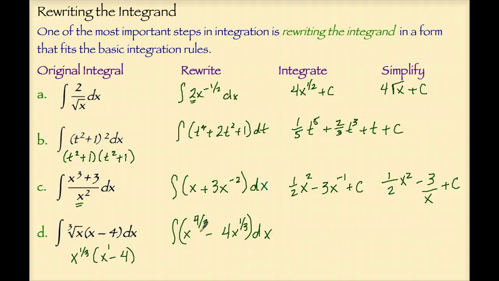Now adding 1 to 4/3 is 7/3. Dividing by 7/3 is equivalent to multiplying by the reciprocal 3/7. So this becomes 3/7 x to the 7/3. Adding 1 to 1/3 gives us 4/3. Of course, dividing by 4/3 is equivalent to multiplying by the reciprocal 3/4. Negative 4 times 3/4 is negative 3x to the 4/3 plus c, and that is the simplified form.